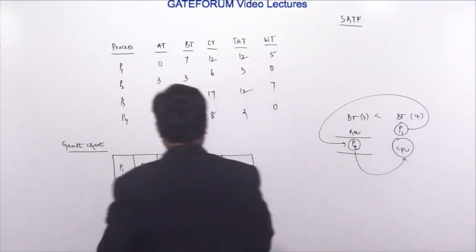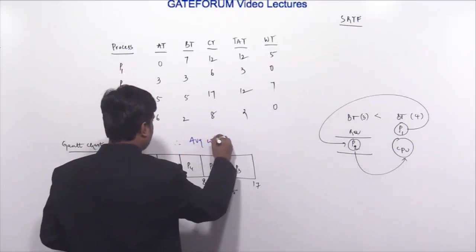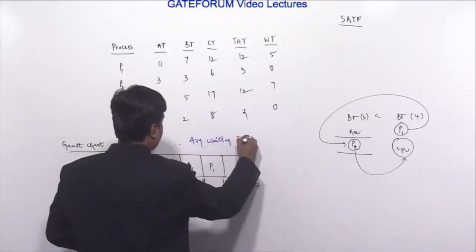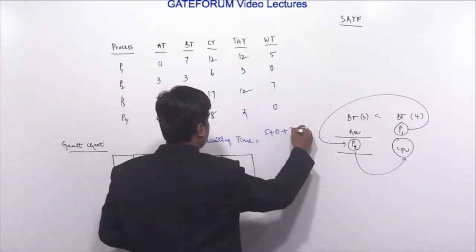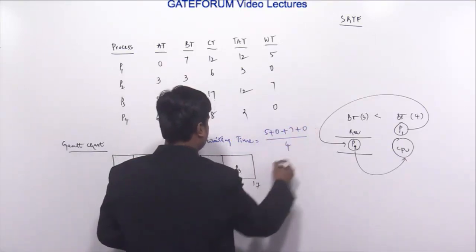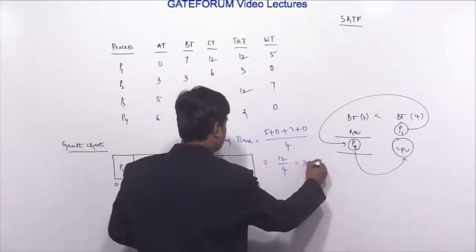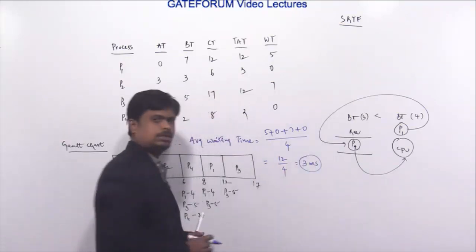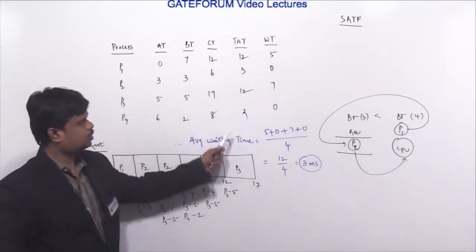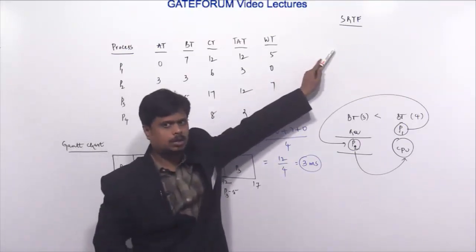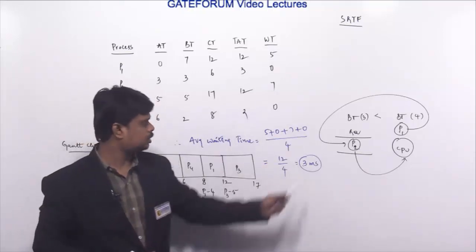Therefore, average waiting time is equal to 5 plus 0 plus 7 plus 0, divided by 4. So 5 plus 7 is 12, and 12 by 4 is 3 milliseconds. So 3 milliseconds is the answer for this question. Okay. So the average waiting time for this system, when we apply the SRTF scheduling algorithm, is 3 milliseconds. So that is the answer.